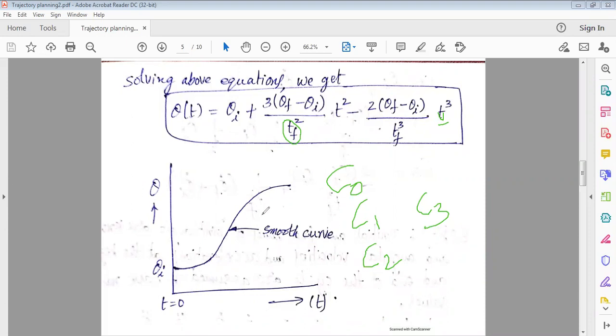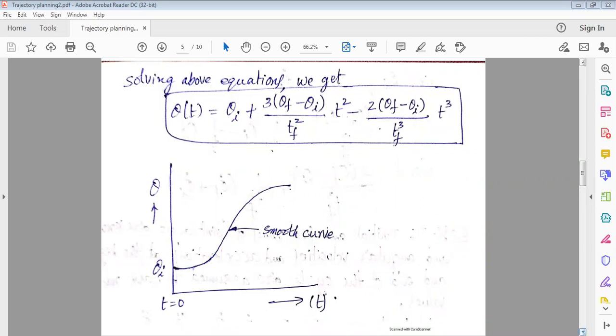Therefore, the curve from the initial point to the final point is a smooth curve. This cubic polynomial function is a continuous function, so it generates a smooth curve in joint space. So that is case 1.